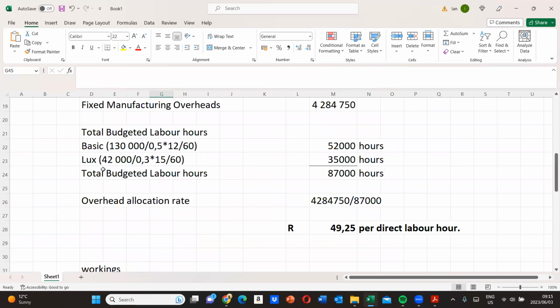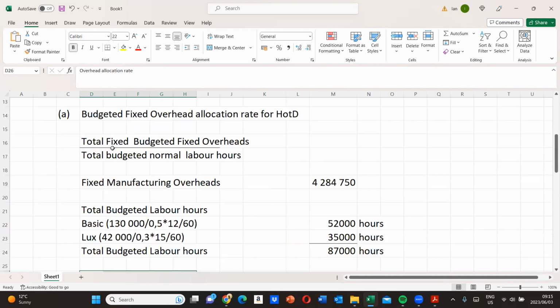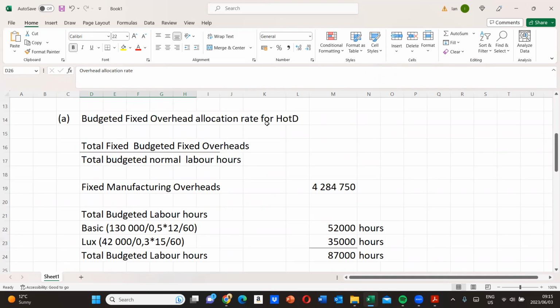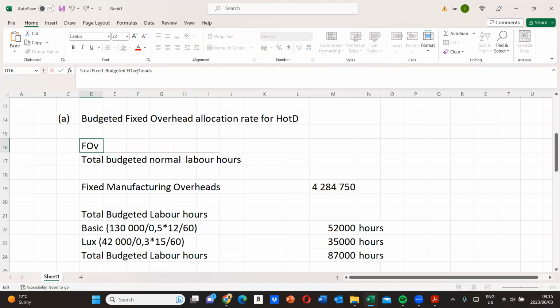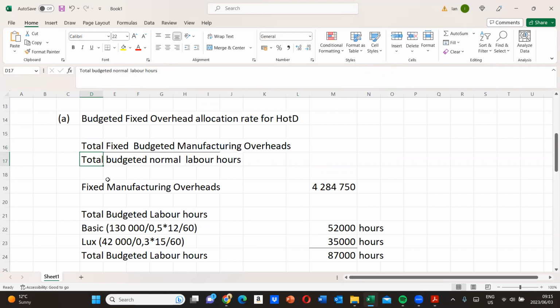All right. So we use the budgeted when we're calculating our allocation rate. You see this? This was calculated based on the budgeted information. So to calculate your allocation rate, you use the budgeted information. That's why we took the total fixed manufacturing overheads, so it's total fixed budgeted manufacturing overheads divided by total budgeted normal hours.